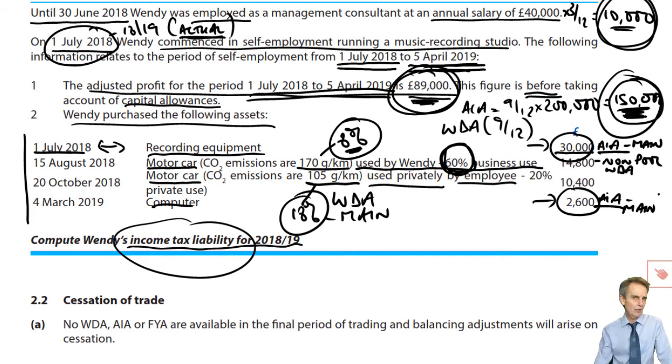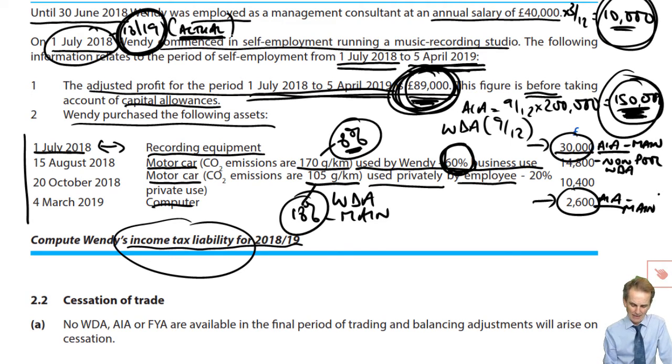Now, all of this is stuff we've dealt with before, so I'd like you, therefore, to prepare that capital allowance computation, get your capital allowances. What do we do with it? We deduct it from 89,000, the adjusted trading profit. That gives you the tax-adjusted trading profit figure. That figure is then used to determine the assessment for the 18-19 tax year. It is the first tax year. We work on an actual basis.